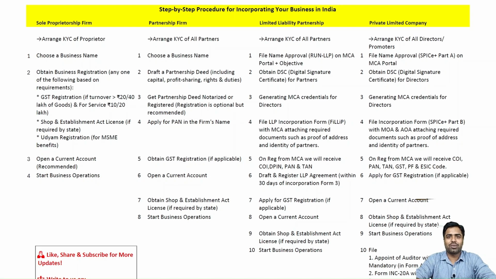So today we are going to discuss the step-by-step procedure for incorporating your business in India. We will take each business structure and discuss the registration process in detail. Okay, let's start.